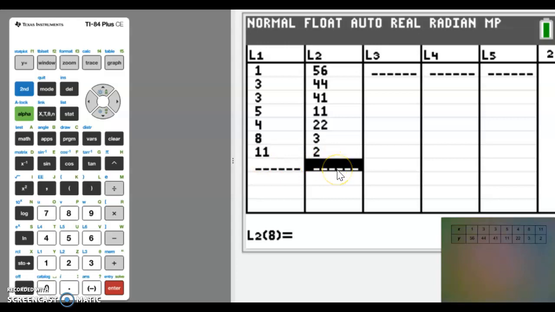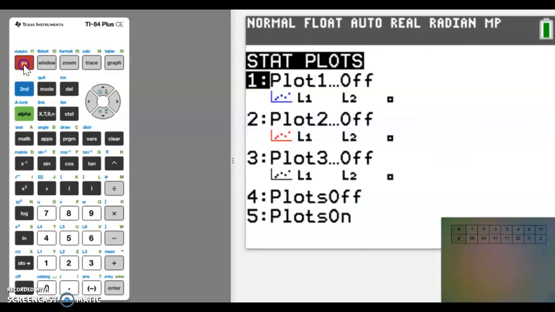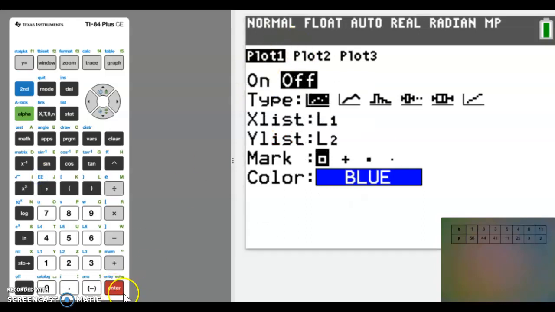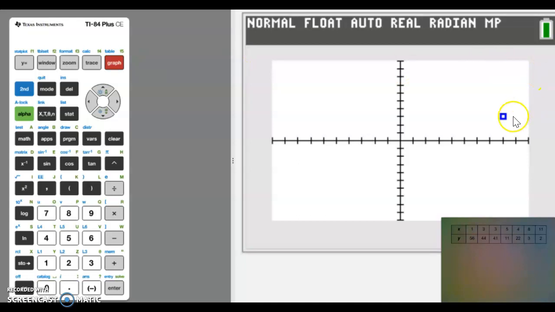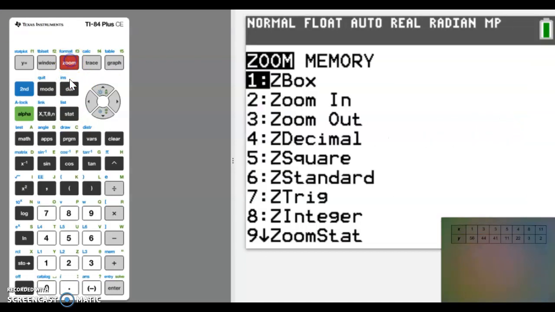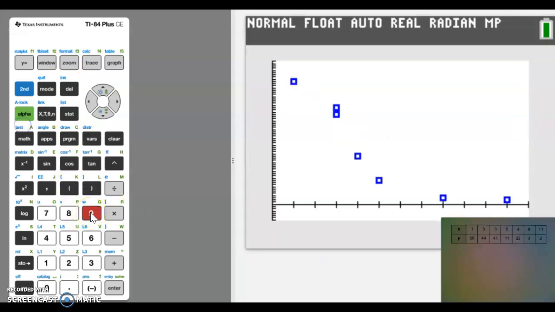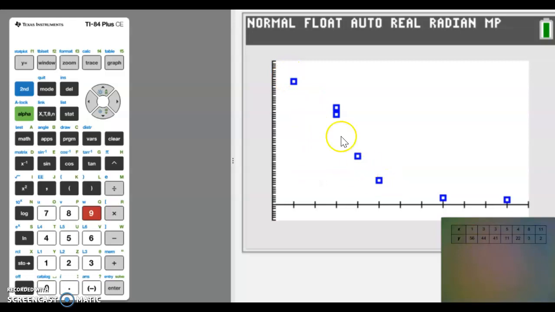All right, I am going to definitely graph this just to double check. So, because I cleared my calculator, I've got to second stat plot. I want to turn my plot on, so I'm going to press enter. Automatically, it wants to turn it on. Boom. Again, if you press graph, you may or may not see your data points, so don't press graph. Just go ahead and go straight to zoom 9, zoom stat, I'm sorry, and it will automatically graph all your data points. And that guy, you can see he looks exponential. He's going down, he's a decay.